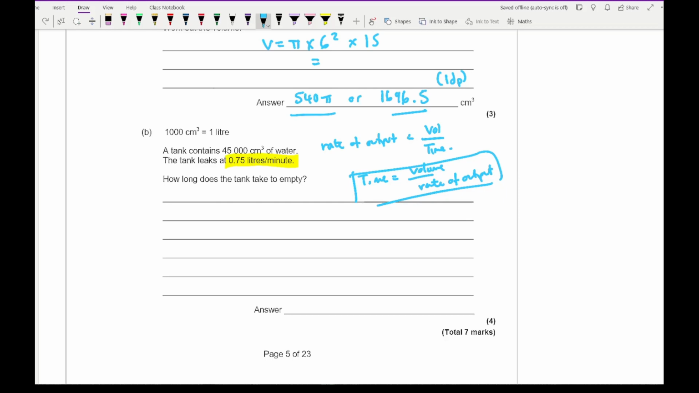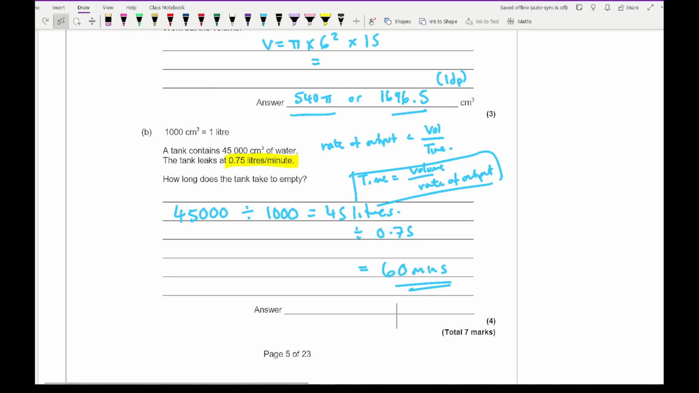So from this, all I need to do is 45,000 divided by 1,000, which equals 45. So that's how many minutes it's going to take. Well, no, sorry, that's litres, not minutes. So that's 45 litres. I then need to divide that by 0.75, and that comes up to an answer of 60 minutes. And there it is, my final answer for that one.